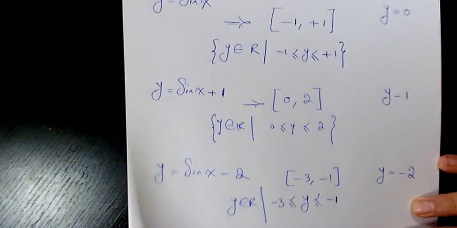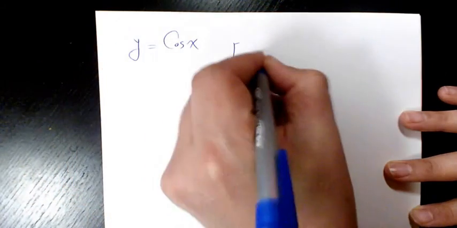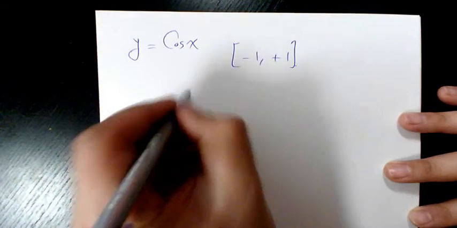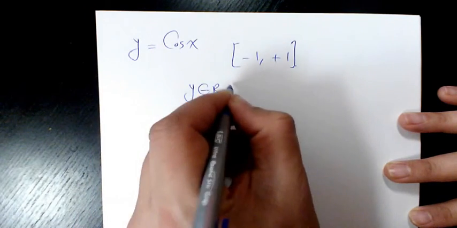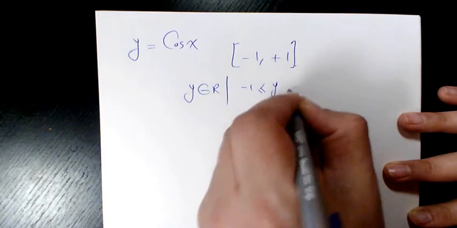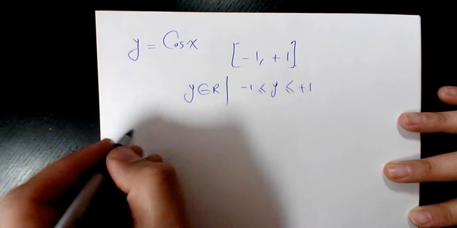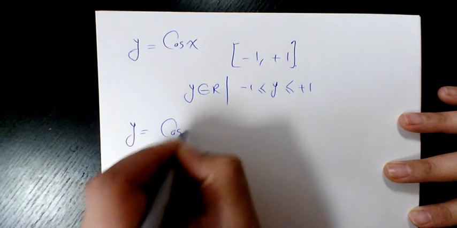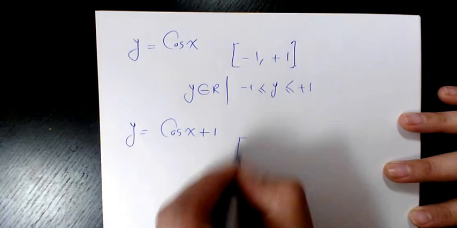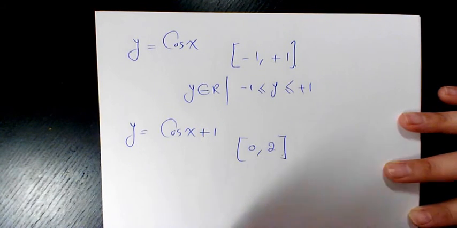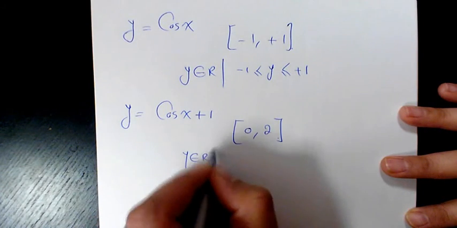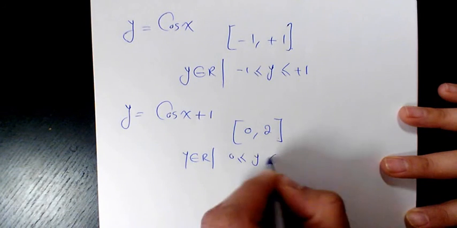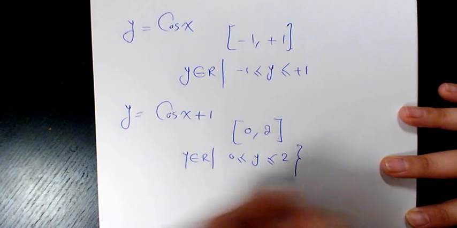Let's see how it works for cosine functions. The cosine function is going to be pretty much the same. Cosine functions change from -1 to +1. So again the same thing, y ∈ ℝ, y is between -1 and +1. If you have cos x + 1, it's going to go up by 1 unit. I write it fast because it's basically the same concept. It's going to be 0 to 2.